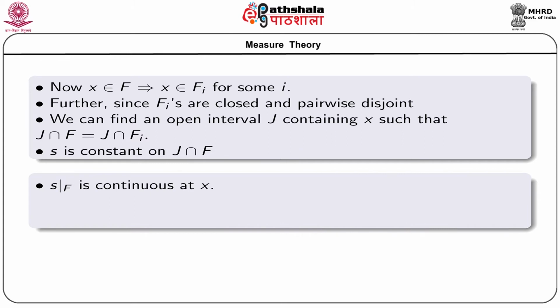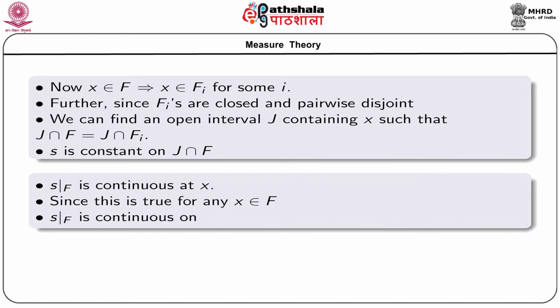This shows that if we consider the restriction of S on the set F, then being a constant function, it is continuous at the point x. Since this is true for any x belonging to F, we get our conclusion that the restriction of the simple function S on F is continuous on the set F.